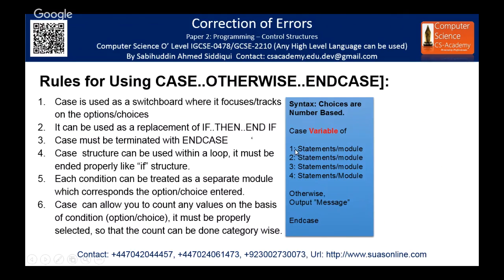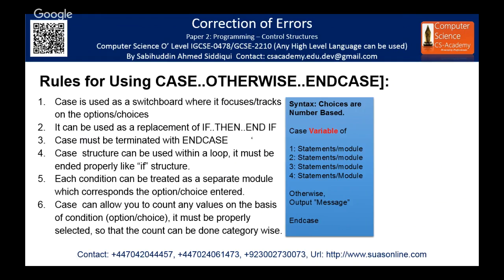Then you have a number of statements or modules you are going to call based on the variable's value. The value you enter corresponds to these statements. If you enter 1, 2, 3, 4 and so on, the statements corresponding to the choice will be called. Otherwise comes here, which is a default output message. You have to give a reasonable message whenever anything goes wrong, and you can see the end case ultimately.